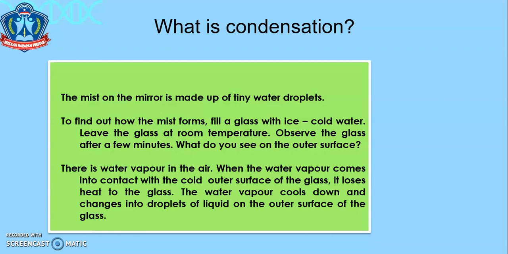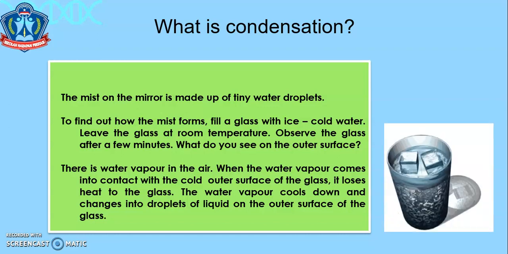There is water vapor in the air. When the water vapor comes into contact with the cold outer surface of the glass, it loses heat to the glass. The water vapor cools down and changes into droplets of liquid on the outer surface of the glass. You can try it, children, so you will know and you can see the water droplets.